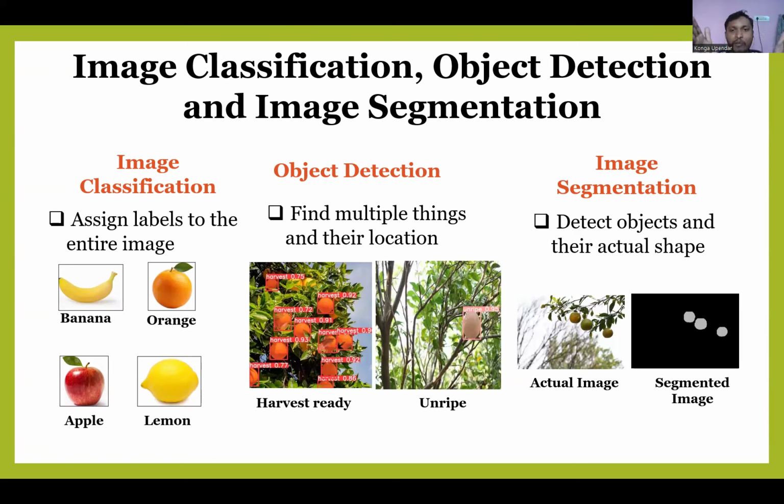Now we train an object detection model, that is YOLO. The model is able to count how many ripened fruits and how many unripe fruits there are. It will give the count: unripe fruits are 20, 30 something, ripened are 100, 200, like that. In that case, we need to go for object detection.